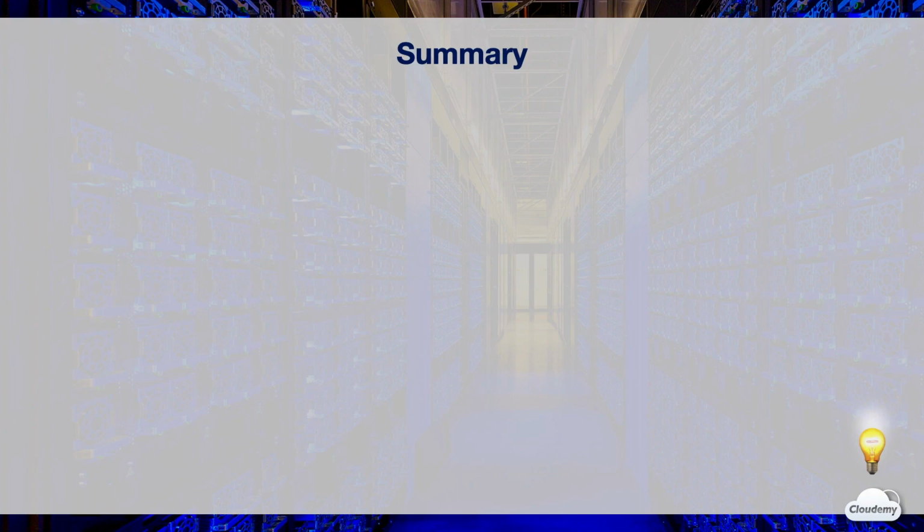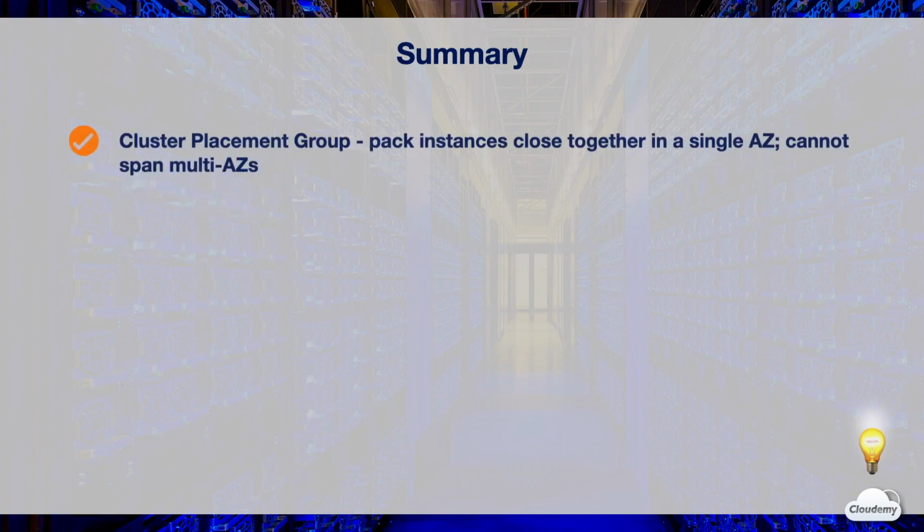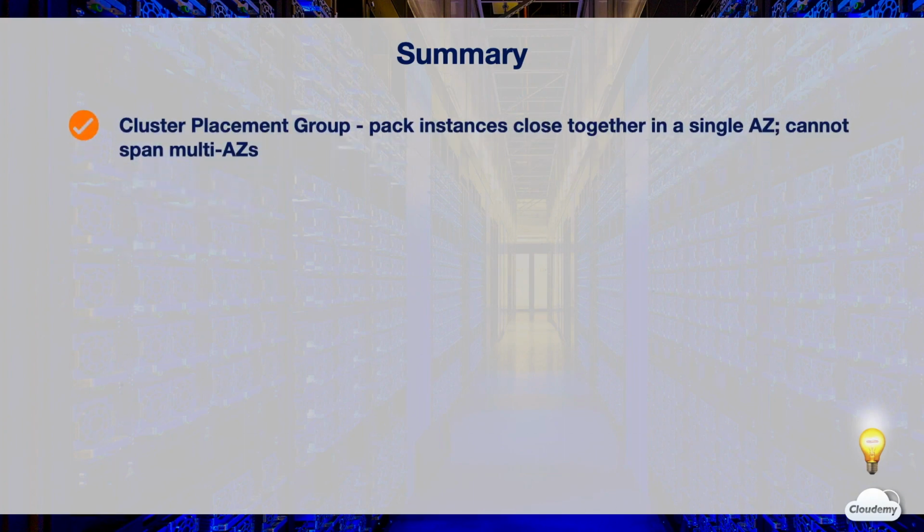You can use placement groups to influence the placement of instances to meet the needs of your workload. A cluster placement group packs instances close together in a single availability zone. This strategy enables workloads to achieve the low latency network necessary for tightly coupled communication, typically for HPC applications. A cluster placement group cannot span multiple availability zones.